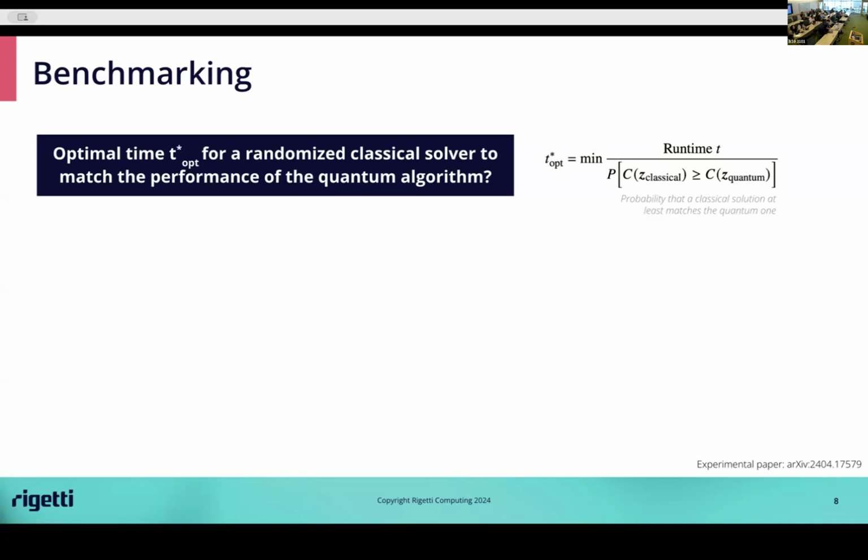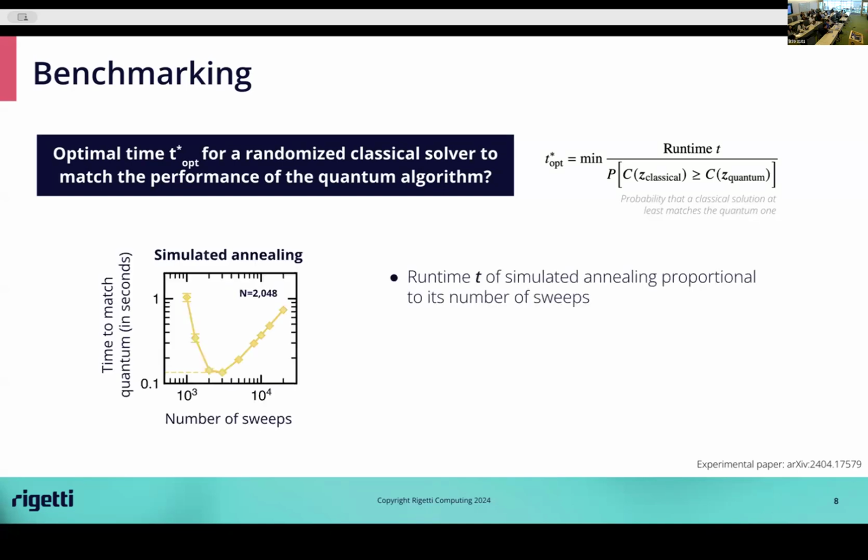So the quantum algorithm gets you to 99% on average. And so now we ask, how long does it take for a classical algorithm to get there? Classical algorithms, if you give them enough time, they'll get there, right? But now we want to know who gets there faster, the quantum algorithm or the classical algorithm. And so the classical algorithm we're going to consider is a randomized algorithm. What that means is that every time you run it, you're going to get a different solution. And so there'll be an optimal time to run it.